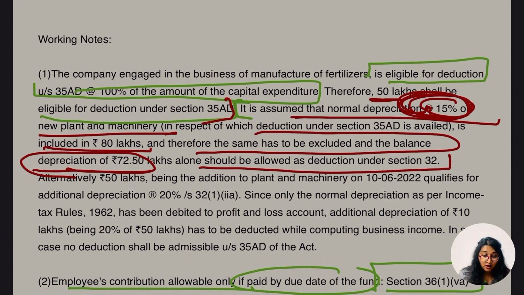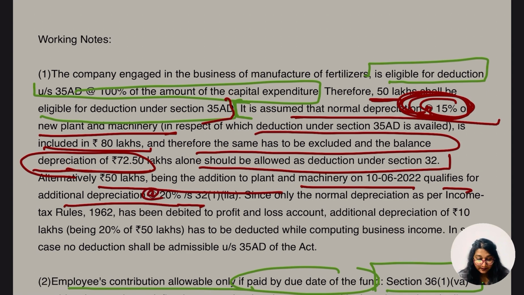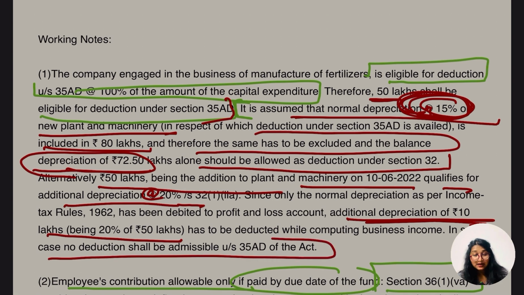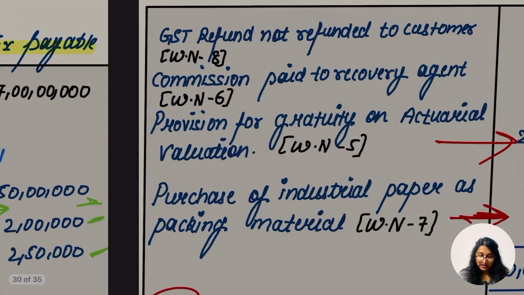And second point, alternatively, 50 lakh being addition to the plant and machinery on 10/6/2020 qualifies for additional depreciation of 20%, and since only the normal depreciation as per income tax rule has been debited to the P&L account, additional depreciation of 10 lakh, being 20% of the 50 lakh, has been deducted while computing income. In such cases no deduction shall be admissible. Okay, so further in this case they have said that additional depreciation is not going to be allowed in this case. Okay, that is for the 35AD part.